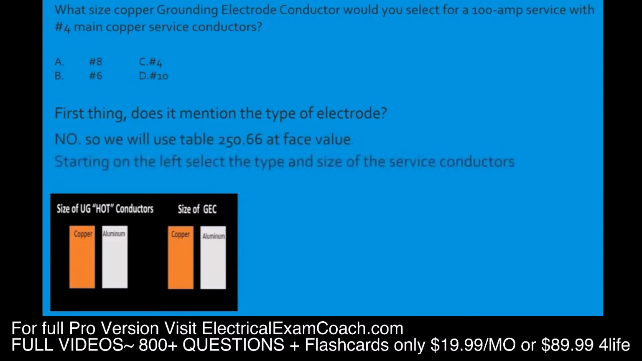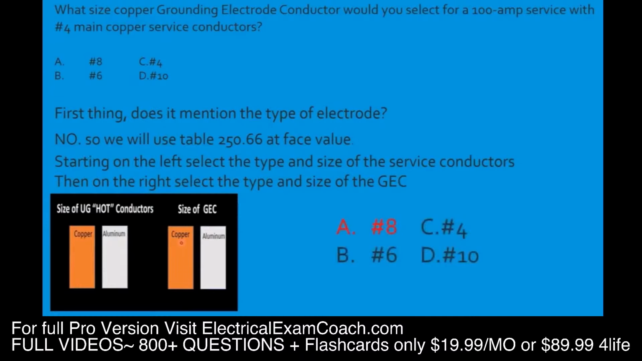So starting on the left-hand side, we're going to select the type and size of the service conductors. So we have to go back to our question. It says copper service conductors, so we're going to start on the copper side. Then what we're going to do is go to the right side and we're going to select the right type and size of the GEC. So when we cross over to the table, we have to look back at our question and it wants a copper grounding electrode conductor. So we go from copper to copper and we make our selection. So we come across, when we tee off, we find out that we're going to select a number 8. Great job.